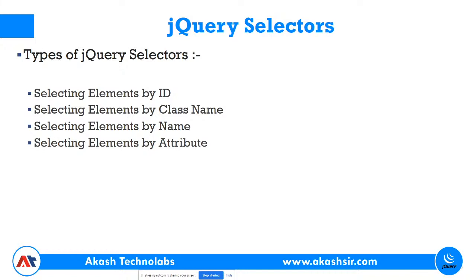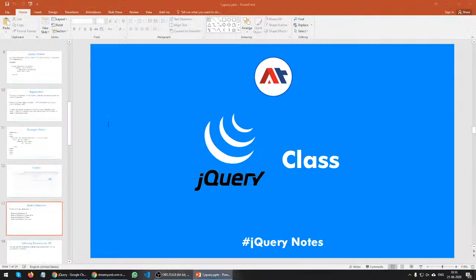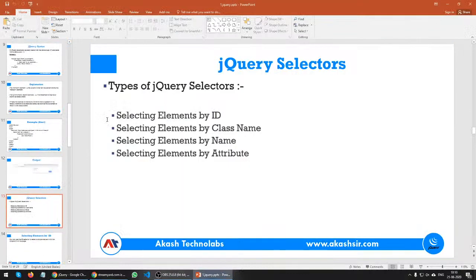Okay. So if you want to manipulate some action, or if you want to implement some action in your website, we have to select some elements, and we have 4 different selectors. You can select by ID, you can select by class, name and attribute. But before starting this concept, let me give you a first demonstration of jQuery, and then we will discuss the selectors.